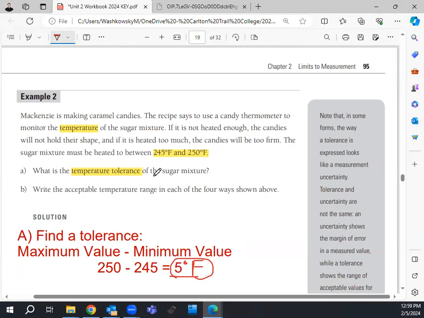So what's the temperature tolerance of the sugar mixture? It's 5 degrees. So is that making sense, how I'm finding that? I'm literally just taking the range that it can be.